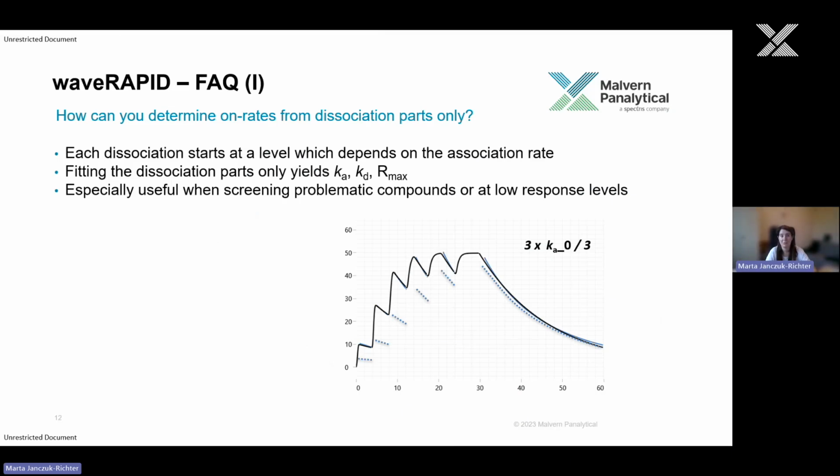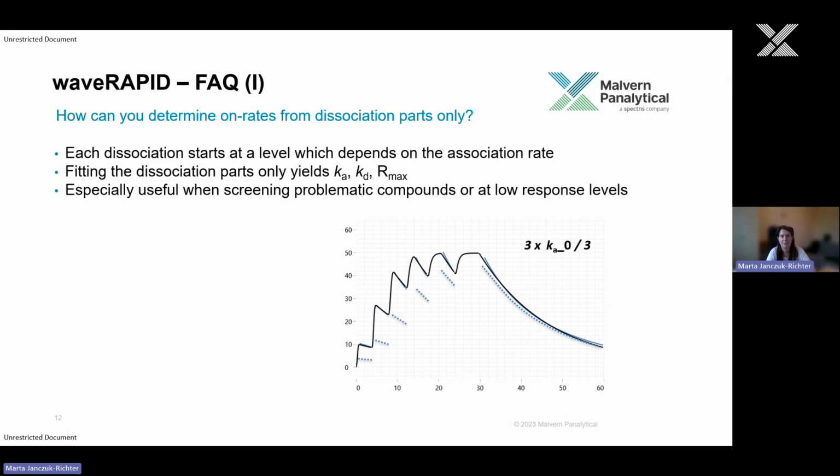Another thing I would like to mention here is a teeny tiny FAQ. And this is one of the most common questions, especially when people are starting working with waveRAPID: I can see that for the fit you are only using dissociation parts, but how is it possible? How can you determine also on rates from dissociation parts only?